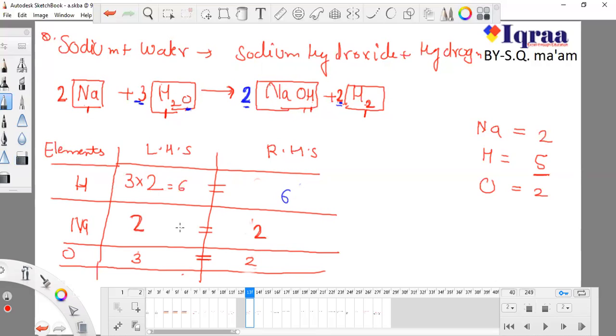Okay, now I'm having another problem. The number of hydrogen is fixed, that the hydrogen is 6 here and the hydrogen is 6 here, and the number of sodium is 2 here and 2 here, but the number of oxygen is not fixed here. The number of oxygen is 3 here and the number of oxygen is 2 here. Okay, what should I do? Tell me one thing, what should I do?